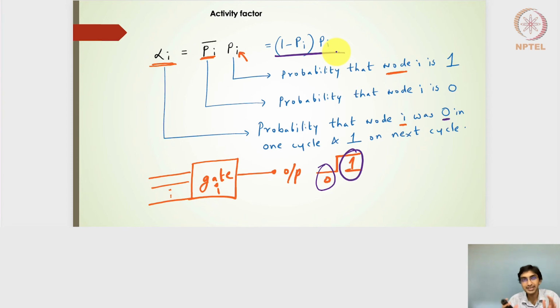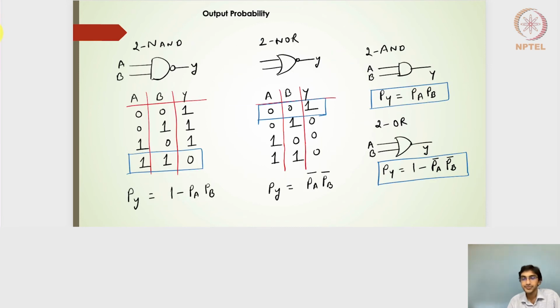Right? So this is by definition the activity factor, and it's a very theoretical approach which helps us do a rough calculation of the overall power estimation or the energy estimation of the overall higher order digital circuit, right? Moving ahead, now what is this probability? What is this Pi? How do I calculate Pi? And then if I calculate Pi, I should be able to find out what is Pi bar, right?